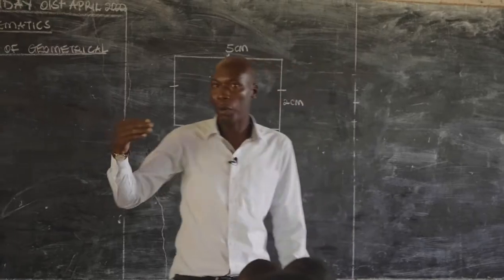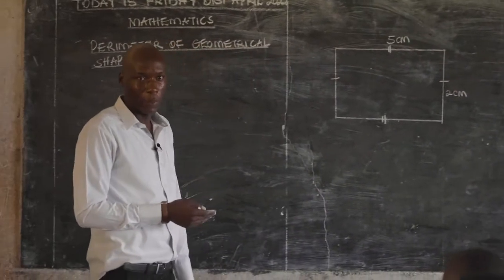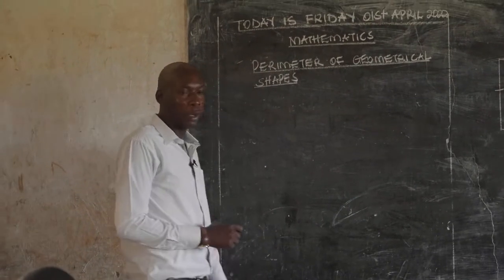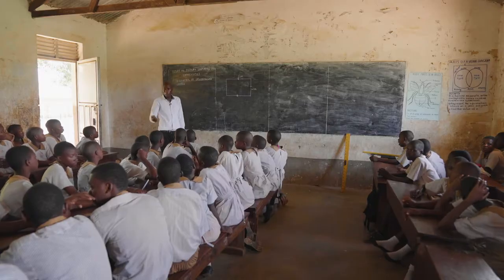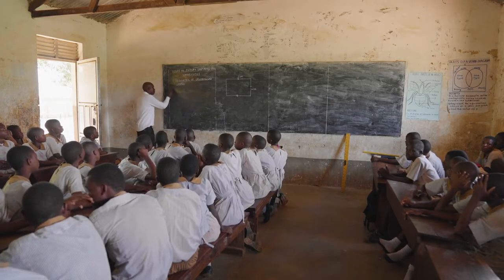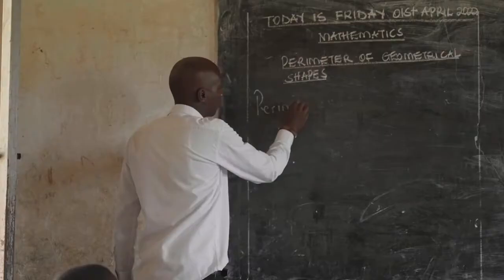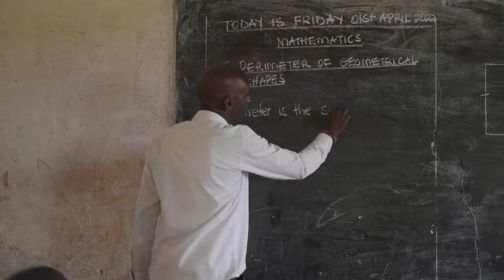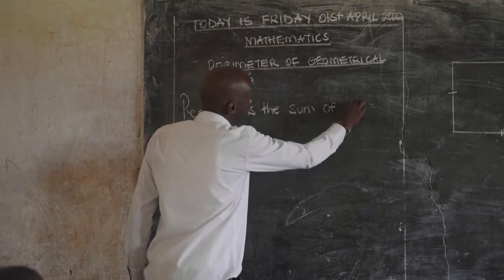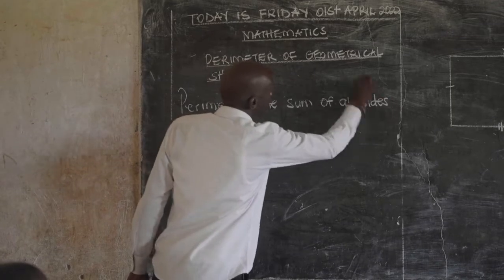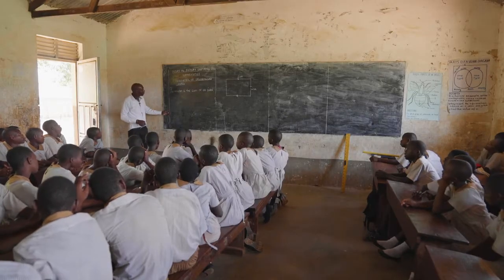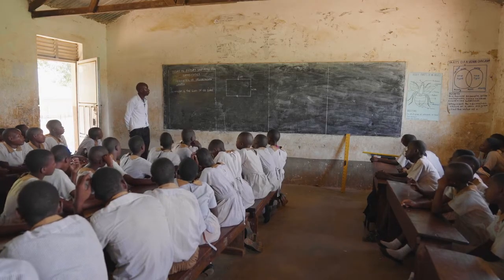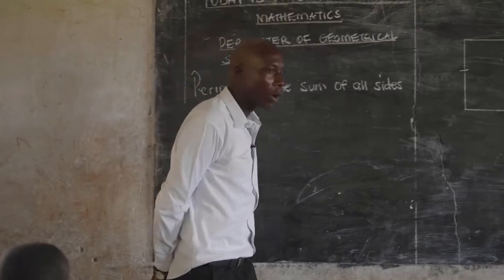So, we are going to do this thing again. Are we together? Yes. I need you to pay attention once again. If we remind ourselves, we say that perimeter is the sum of all sides. What did we say is perimeter? Perimeter is the sum of all sides.